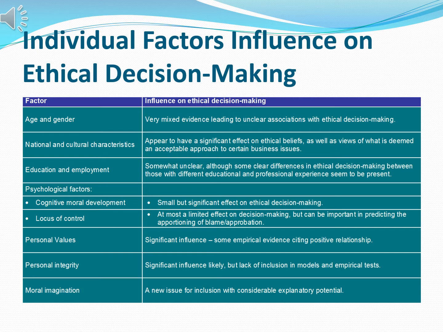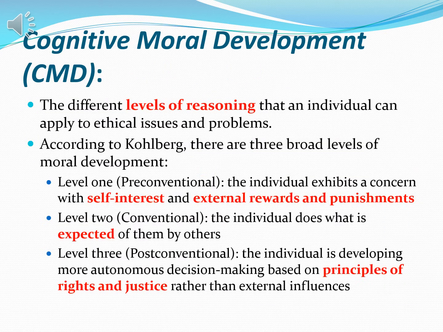Personal values have a significant influence, with some empirical evidence citing a positive relationship. Personal integrity has a likely significant influence, but lacks inclusion in models and empirical tests. Moral imagination is a new issue for inclusion with considerable explanatory potential. So these were some of the individual factors which could affect our ethical decision making.